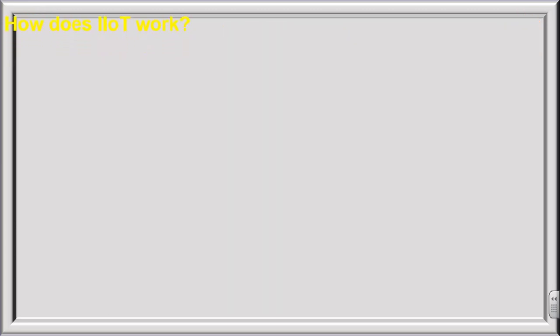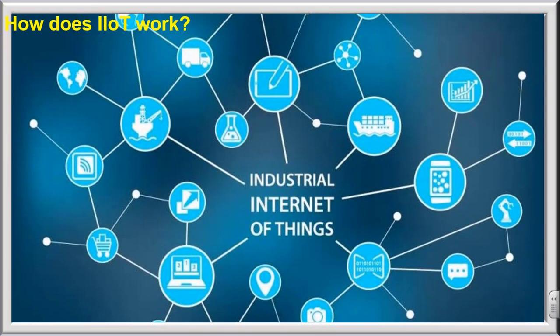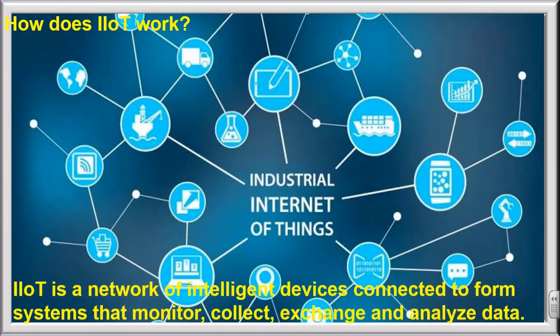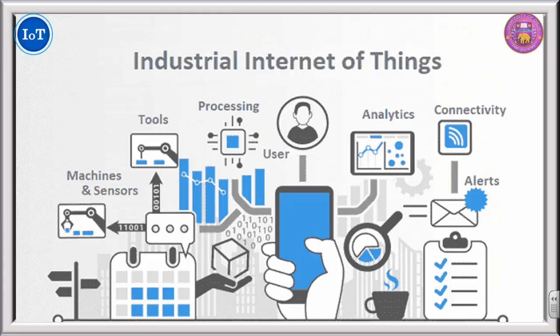How does IIoT work? The Industrial Internet of Things, we perceive that it has tremendous application in a number of industries, and probably it is going to change the way work is being performed in industry. Industrial Internet of Things is a network of intelligent devices connected to form systems that monitor, collect, exchange and analyze data for the industry. This is another photograph of Industrial Internet of Things.